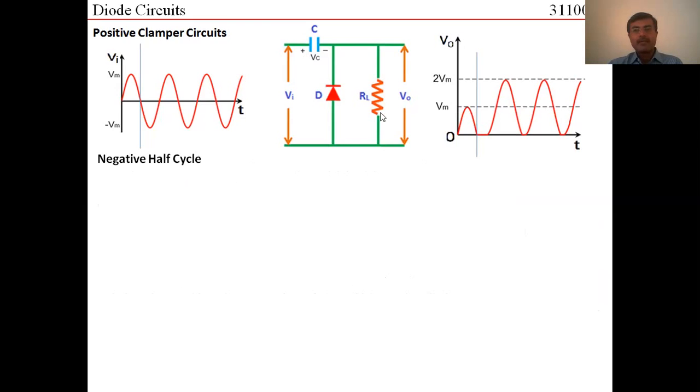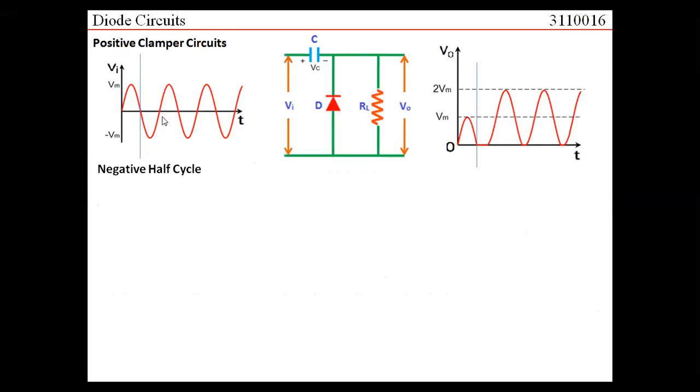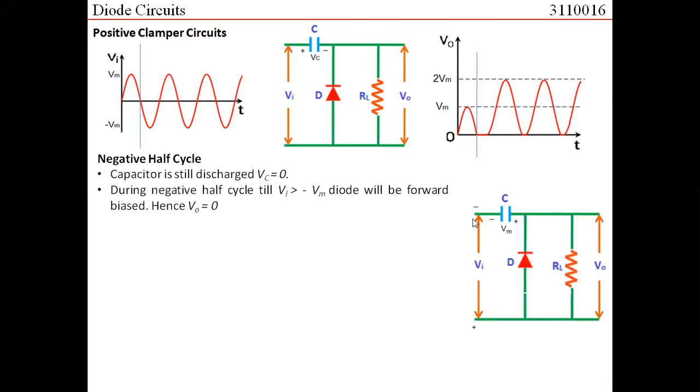Let us go to the negative half cycle. What would happen in the negative half cycle? In the negative half cycle, that is this part of the input waveform, what would be the case? In the negative half cycle, this terminal would become negative, this terminal would become positive. Now this polarity of the input voltage, this terminal positive, so P is connected with positive, N is connected to negative, the voltage across the capacitor is still 0. This would make the diode come in a forward bias state.